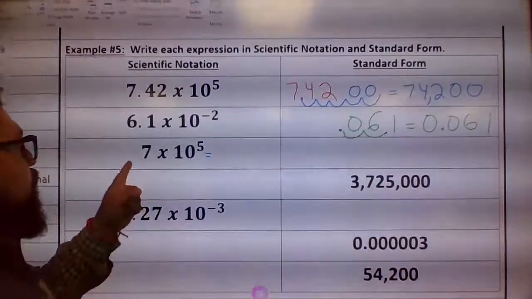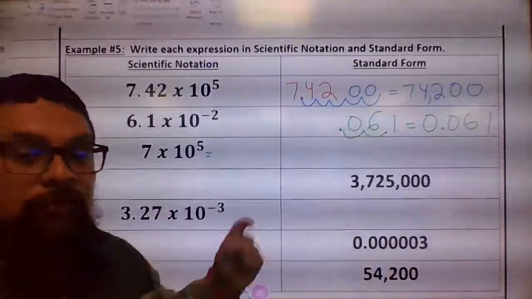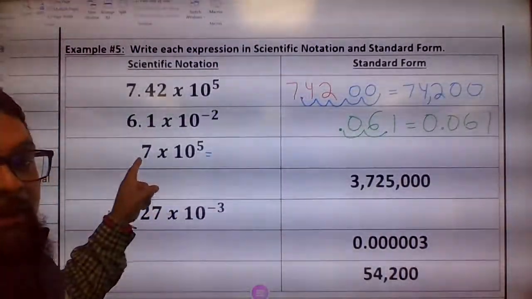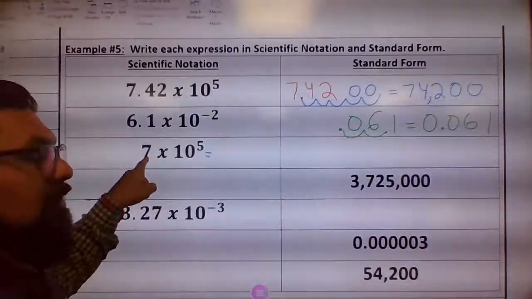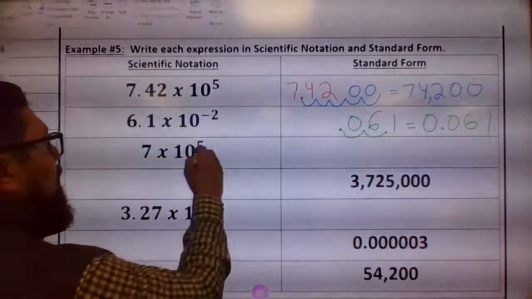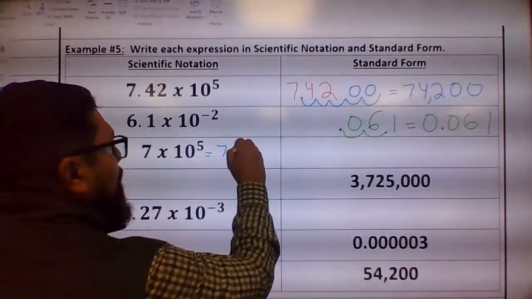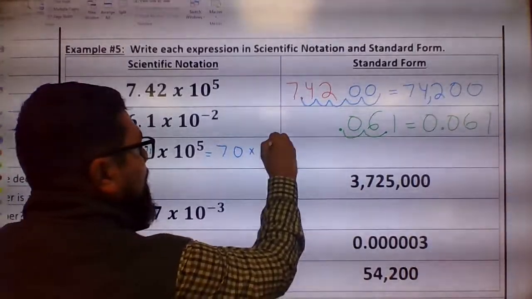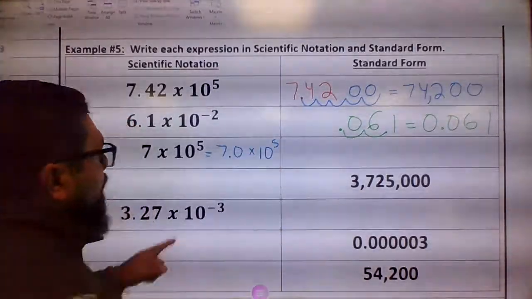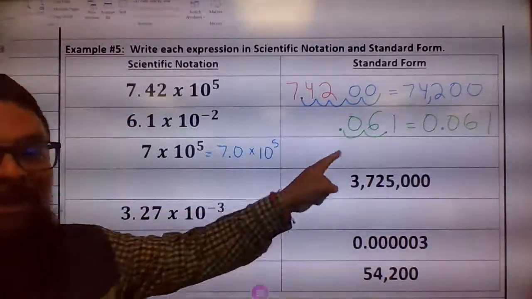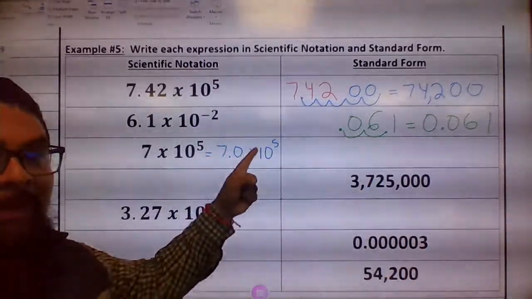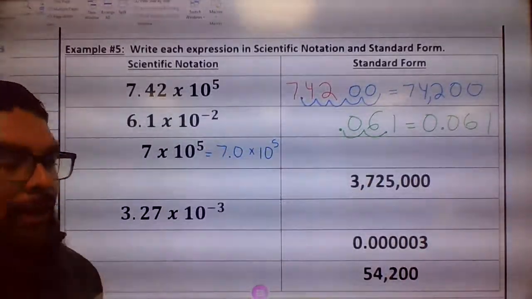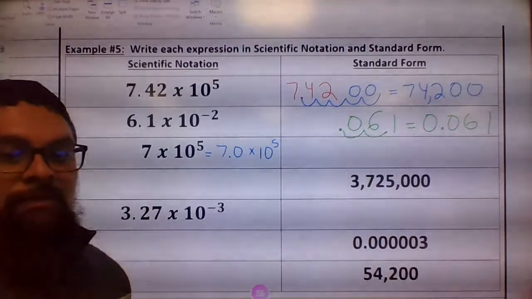All right, now this one you guys are going to do on your own. But I'll give you a hint. The decimal right here is always right here to the right. So it's going to be 7.0 times 10 to the 5th. Now convert this one into standard form. Remember, it's going to be a big number because it has a 5. So you guys go ahead and do that one.